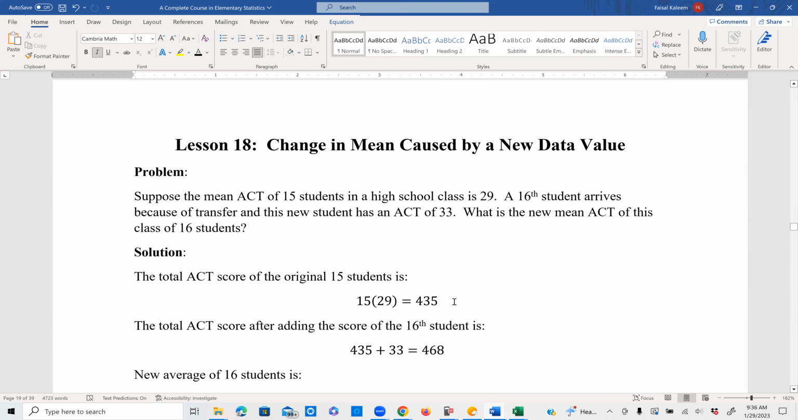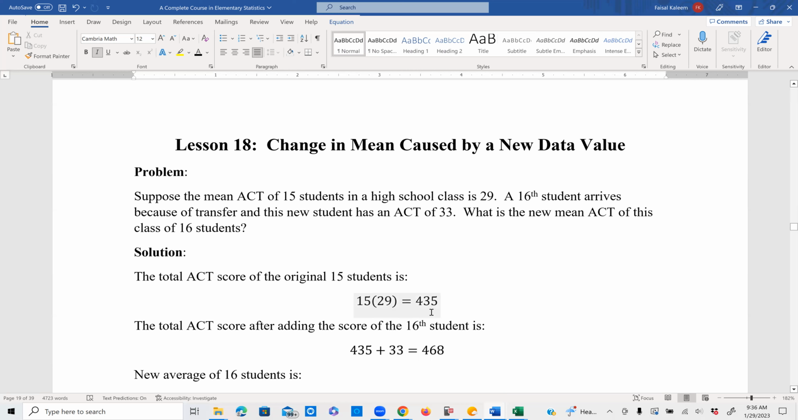Change in mean caused by new data. Suppose the mean ACT of 15 students in a high school is 29. A 16th student arrives because of transfer, and this new student has an ACT of 33. What's the new mean ACT of this class of 16 students? So once again, we first find the total ACT among the 15 original students. That's obtained by multiplying the 15 by the average. So that's 435.